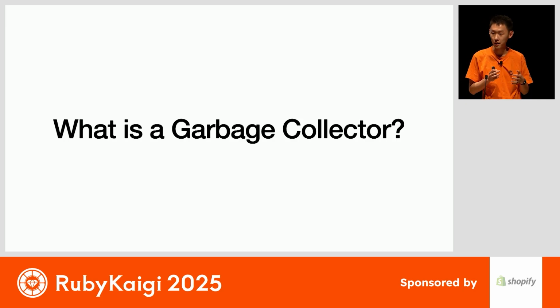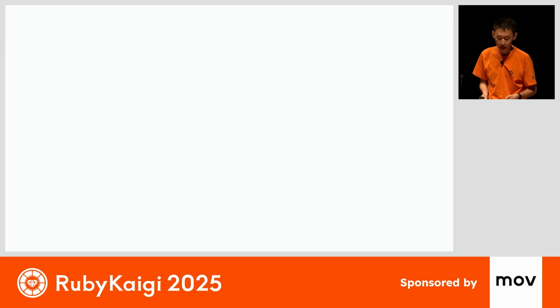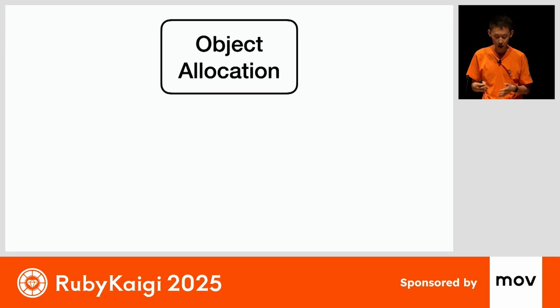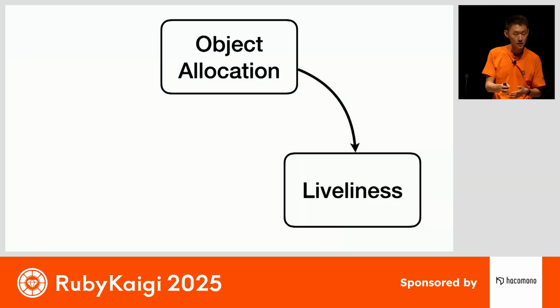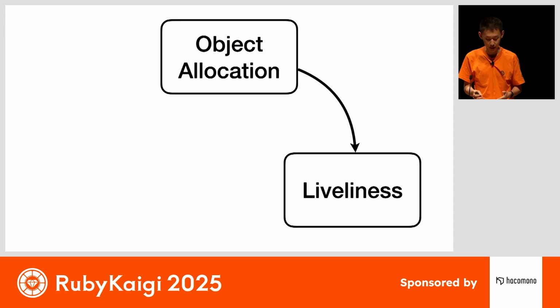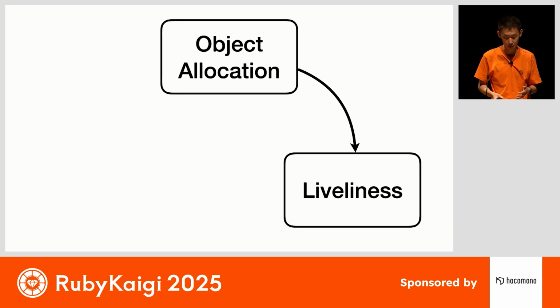Let's first take a quick look at what a garbage collector is. At a high level, the garbage collector is responsible for three things. It first performs object allocation. When you create a new object, for example, a hash or an array or a class, Ruby requests a piece of memory from the garbage collector. And then during the allocation of the object, the garbage collector can choose to run a garbage collection cycle to free up some of that memory.